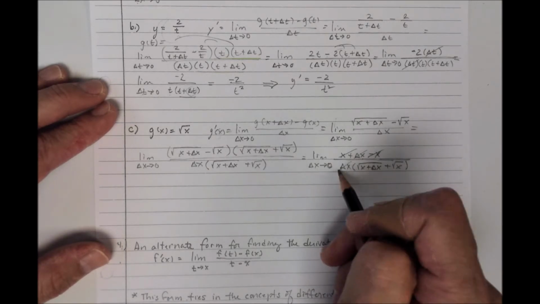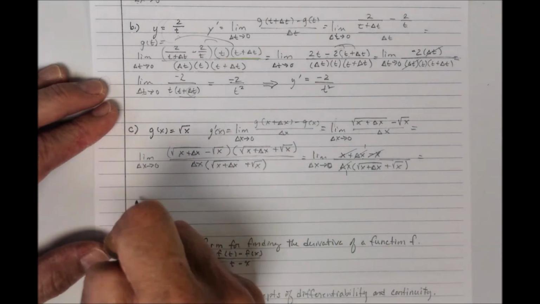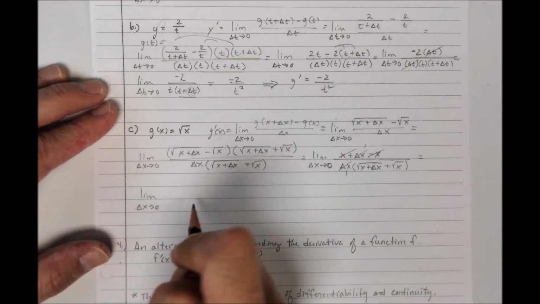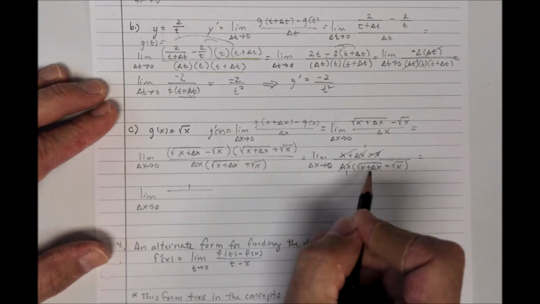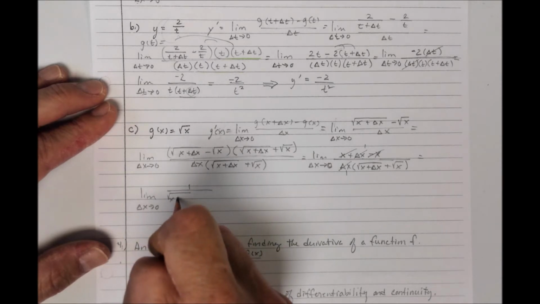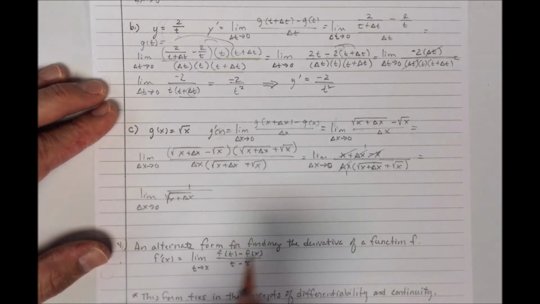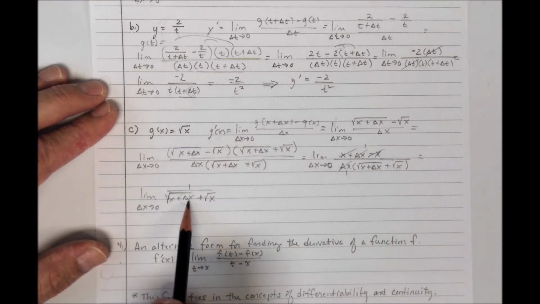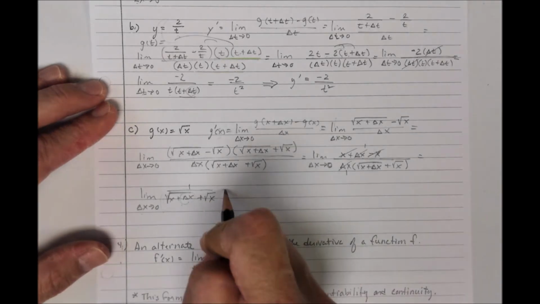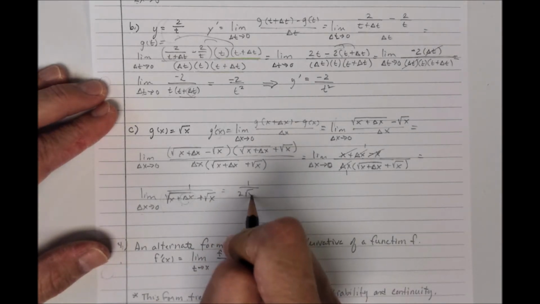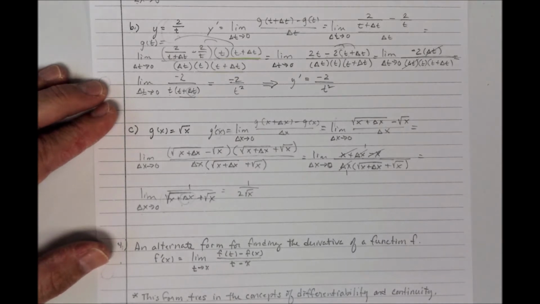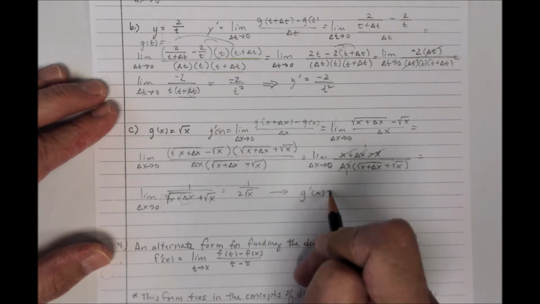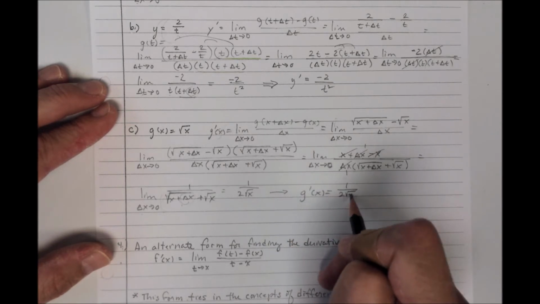So these cancel out as a factor of 1, and I get the limit as delta x goes to 0 of 1 over the square root of x plus delta x plus the square root of x. As delta x goes to 0, this is going to go to 0, so this is going to be the square root of x plus the square root of x, which is 2 square roots of x. You don't have to rationalize it, just leave it in that form. This means that g prime of x is equal to 1 over 2 times the square root of x.